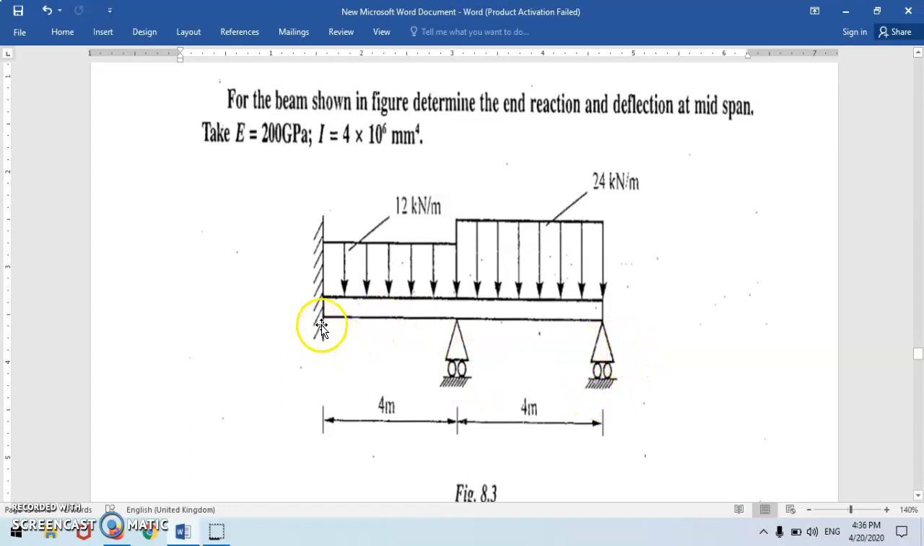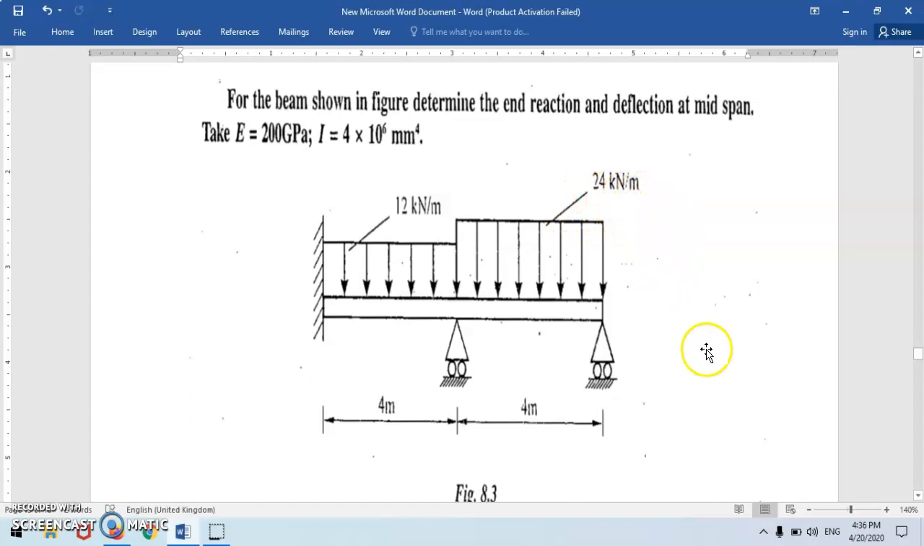Now you can see here that from 0 to 4 meters there is a 12 kilonewton per meter UDL applied, and from 4 meters to 8 meters, the total length of the beam being 8 meters, what is the UDL applied?